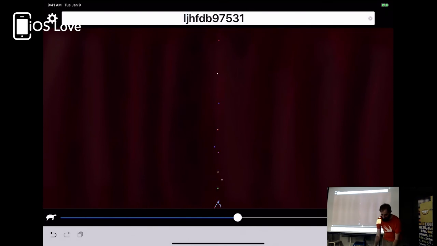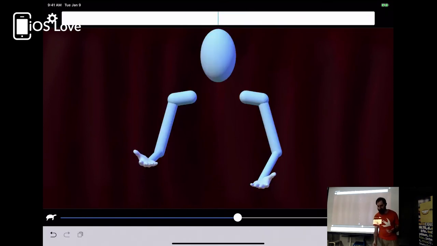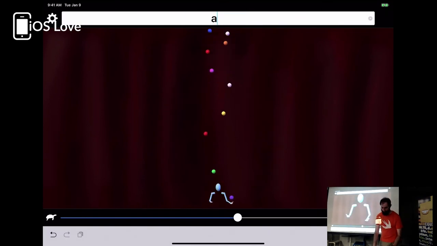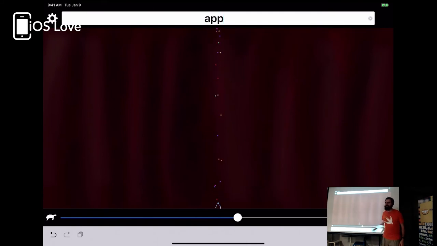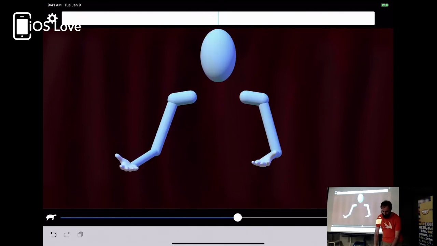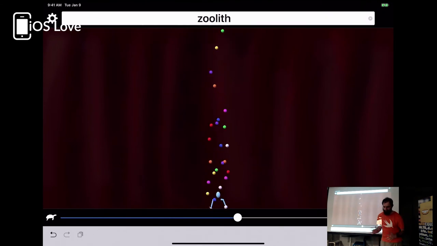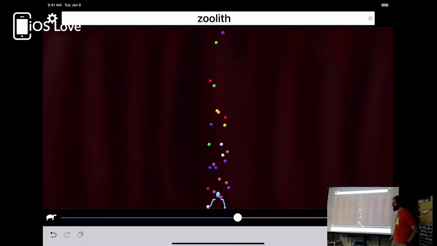So that's a really pretty one, but we can also spell words, because we have letters. So I know that app is juggleable. So there's app. And I put it in the dictionary on my computer and looked at all the words that are juggleable, and the highest one in the dictionary, in English anyway, is Zoolith. I'm trying to find out what the highest Spanish word is, but that's Zoolith.